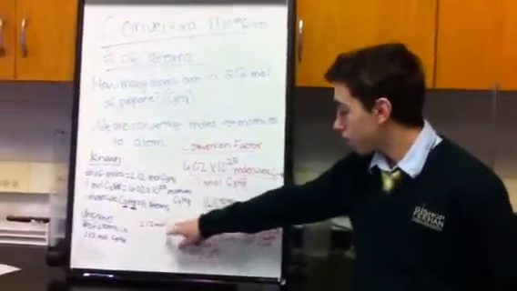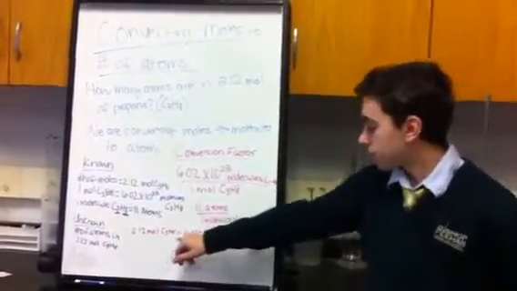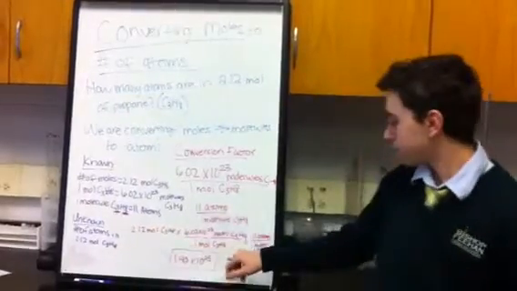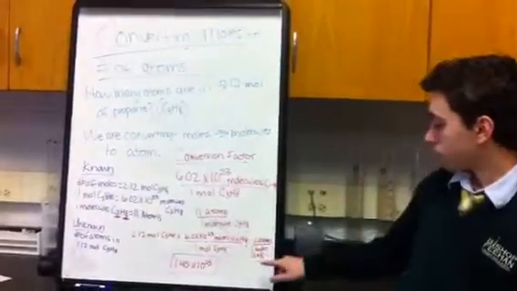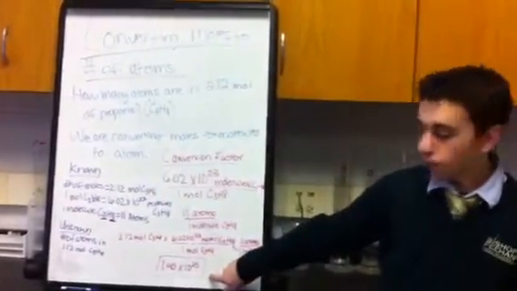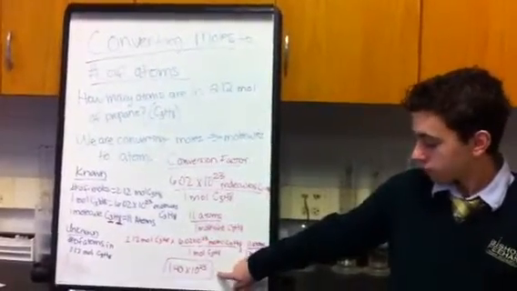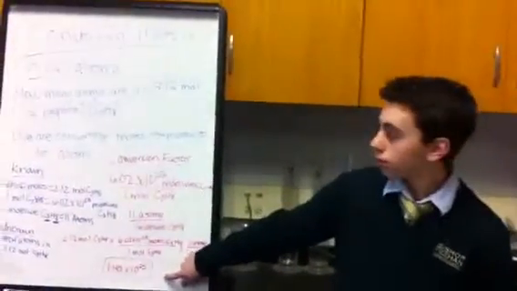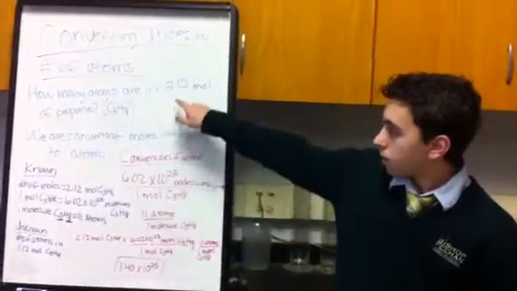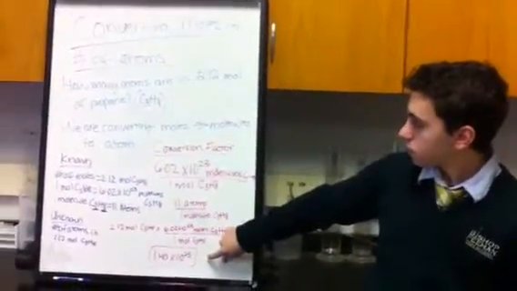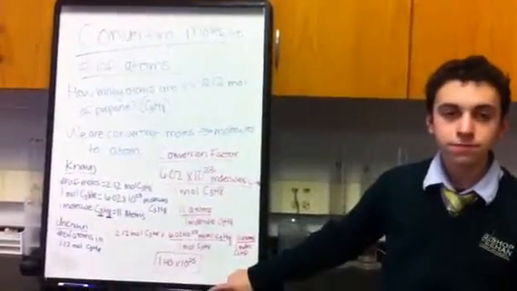And then you would multiply and cancel. Some of these things cancel, like the moles cancel and molecules cancel, and you end up with 1.40 times 10 to the 25th atoms of propane.